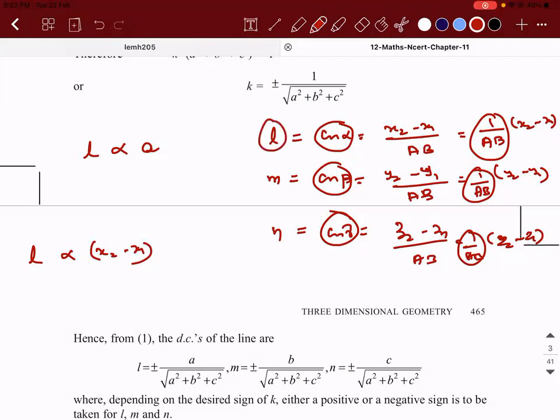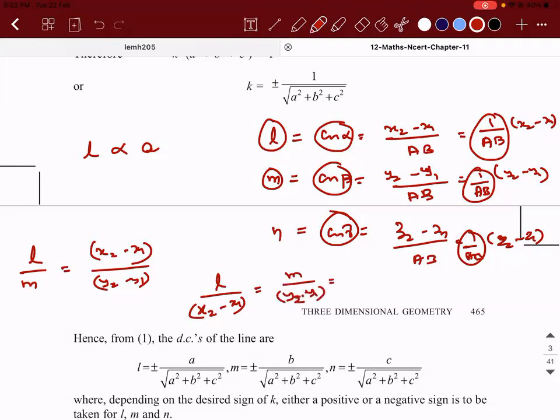If I divide L and M, that is L by M, what am I going to get? x2 minus x1 by y2 minus y1. If I rearrange this equation, L by x2 minus x1 is equal to M by y2 minus y1, which will be equal to N divided by z2 minus z1. If you want, you can divide M and N and see that is what you're going to get. Correct? Then can I say the direction cosines L, M, N are proportional to some numbers x2 minus x1, y2 minus y1, and z2 minus z1? This x2 minus x1 is what I'm giving the name direction ratio. This is B and this is C.